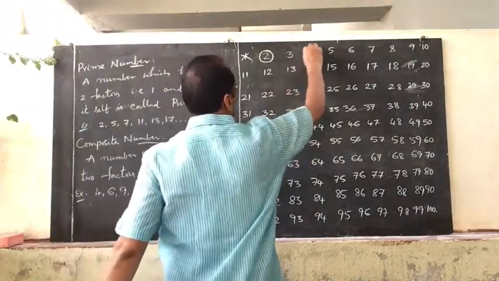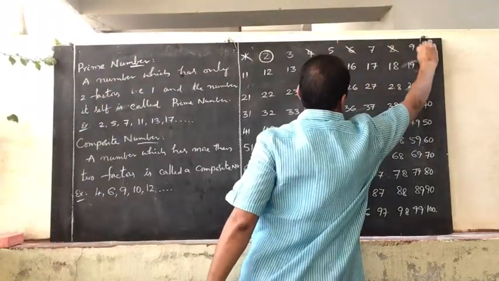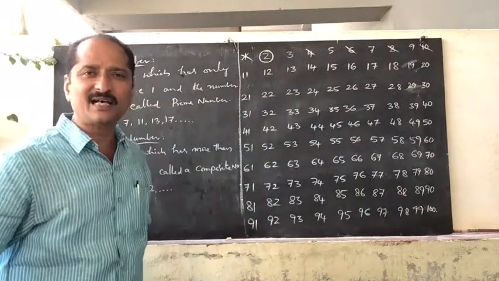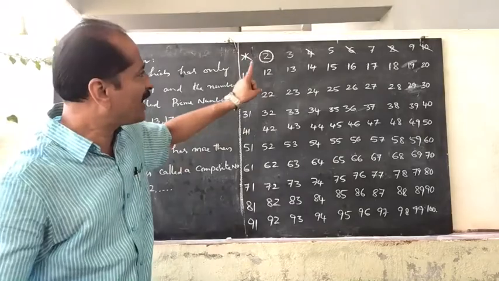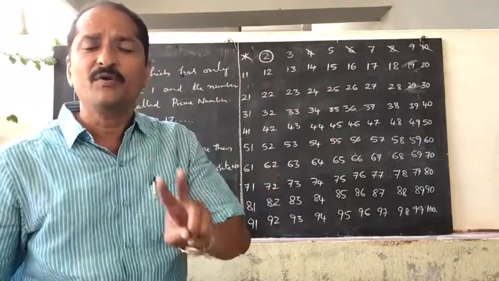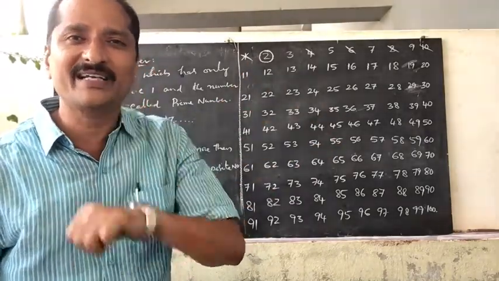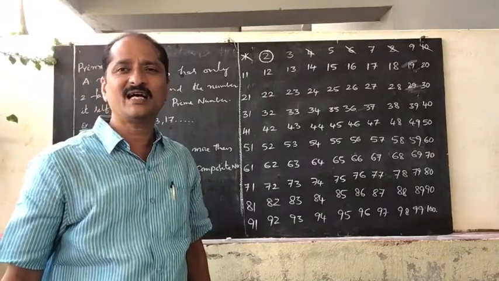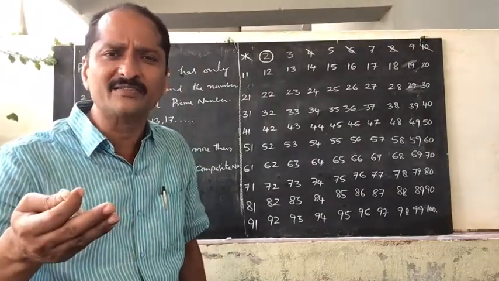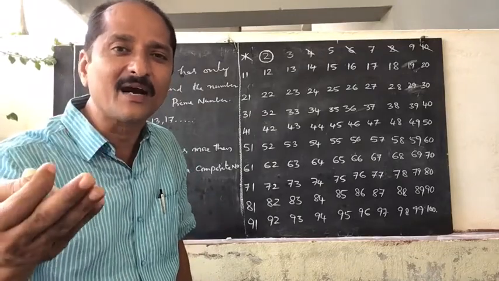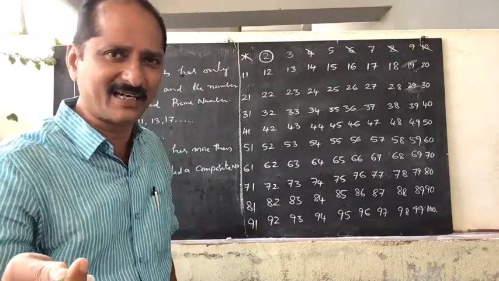4, 6, 8, 10, like this. All these are composite numbers. How you said they are composite numbers? Because now whatever we strike out for them, 2 is the third factor. If a number has more than 2 factors, what we can call? It is a composite number.